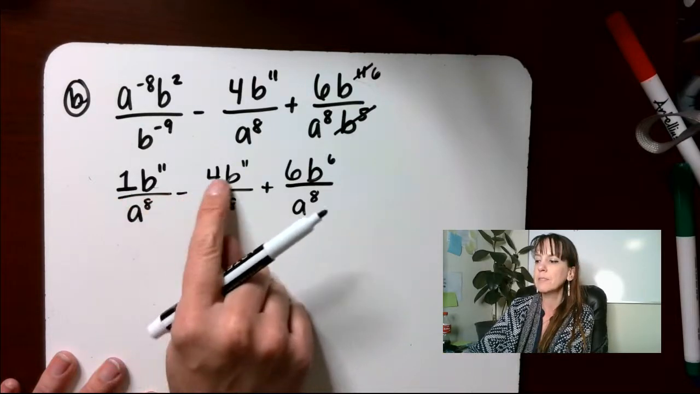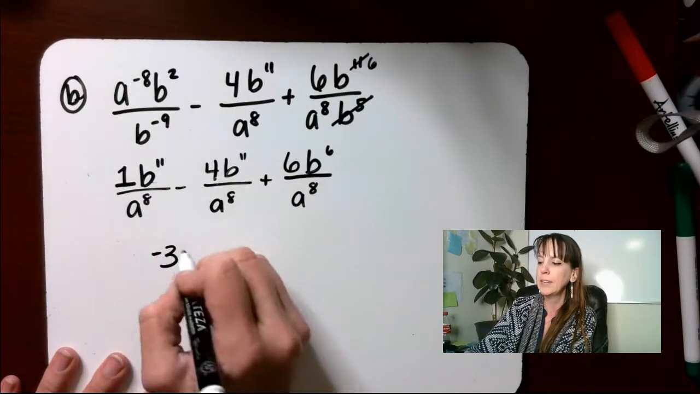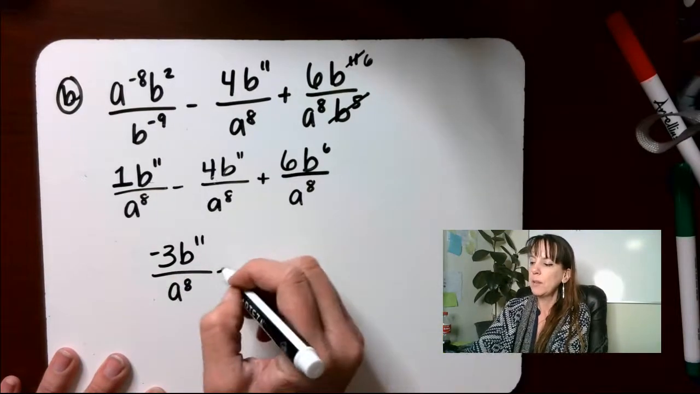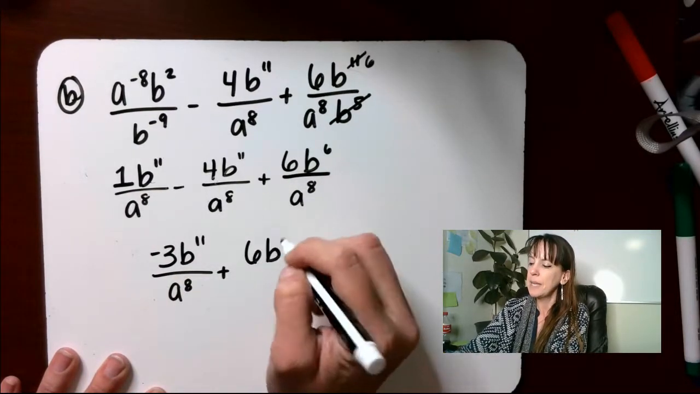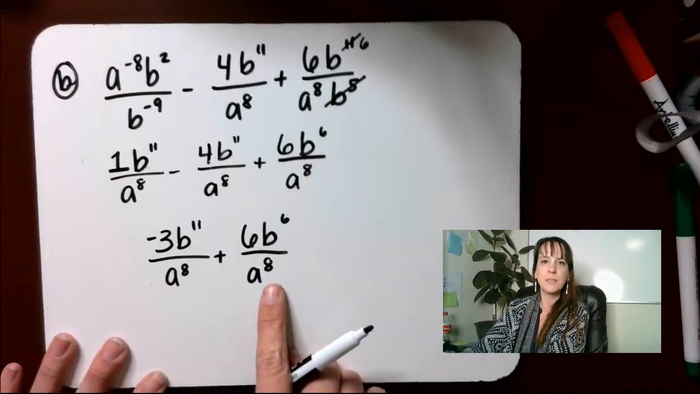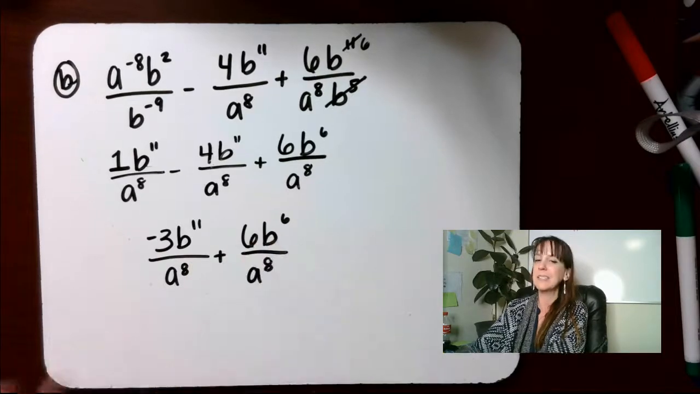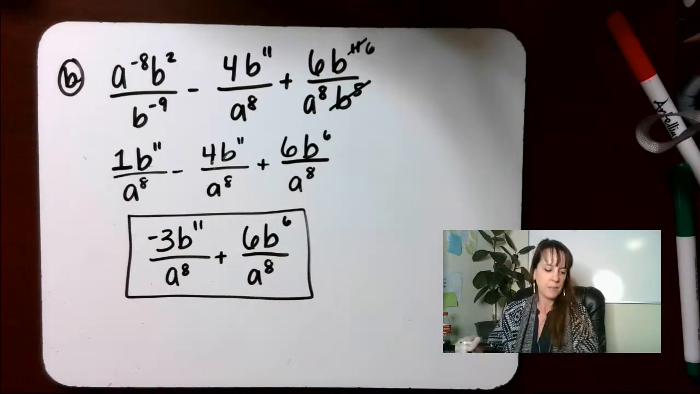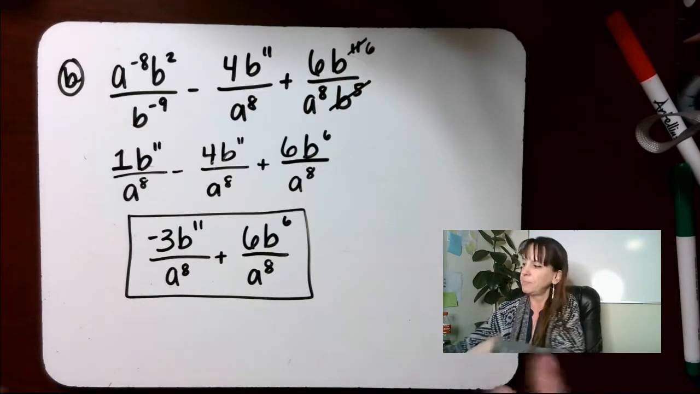We get 1 minus 4, which gives me negative 3, B11, A8. Now, plus 6, B6, A8. These guys look similar because they have the A8, but they have B11, B6. I cannot combine those. So you just got to leave them like this. This is your answer right in here. Let's take a look at C.